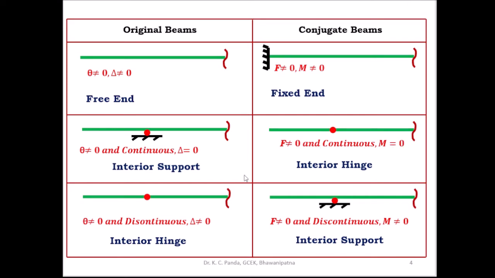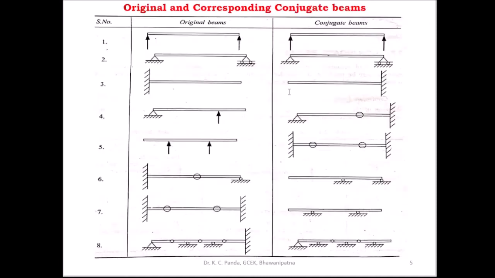Similarly in this figure, in original beam, due to the internal hinge, the slope is not equal to 0 and discontinuous, and the deflection is not equal to 0. But in the corresponding section of the conjugate beam, you have to take the interior support. So here the shear force is not equal to 0 and discontinuous, and M is also not equal to 0. So these are the different end supports in original beam and in conjugate beam.